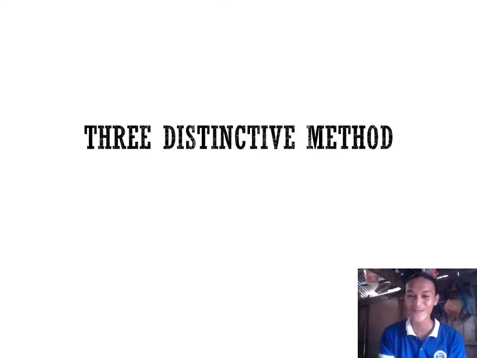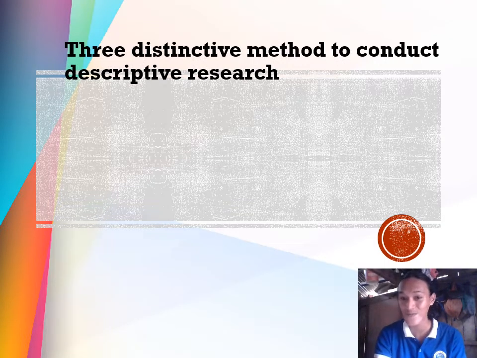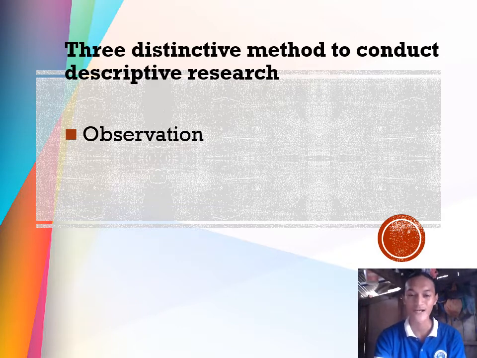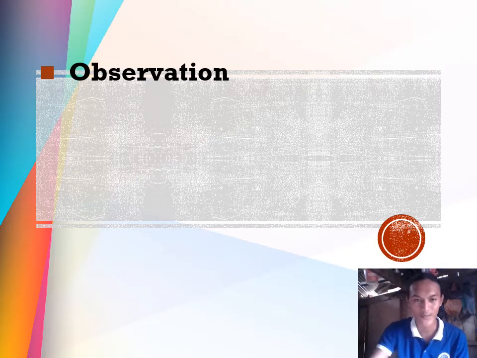Here, let's talk about the three distinctive methods of descriptive research. There are three distinctive methods to conduct descriptive research: observation, case studies, and survey. So let's talk about observation.